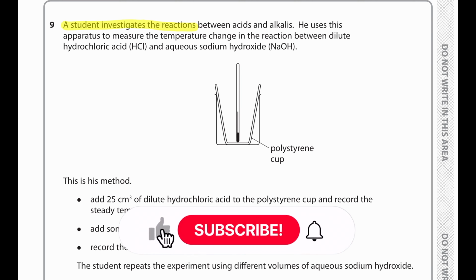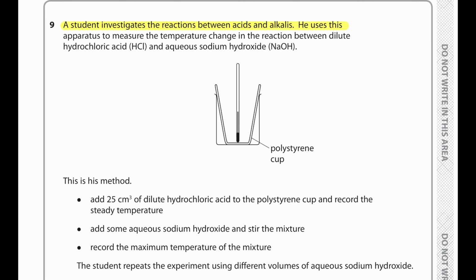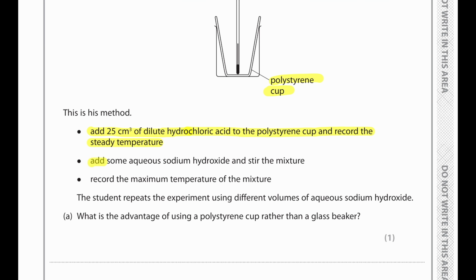A student investigates the reaction between acids and alkalis. He uses this apparatus to measure the temperature change in the reaction between dilute hydrochloric acid and aqueous sodium hydroxide. You can see the experiment is set up using a polystyrene cup to prevent heat loss. This is the method that the student has used. Add 25 cm³ of dilute hydrochloric acid to the polystyrene cup and record the steady temperature. Once the steady temperature is reached, add some aqueous sodium hydroxide and stir the mixture. The student then records the maximum temperature of the mixture. The student repeats the experiment using different volumes of aqueous sodium hydroxide.